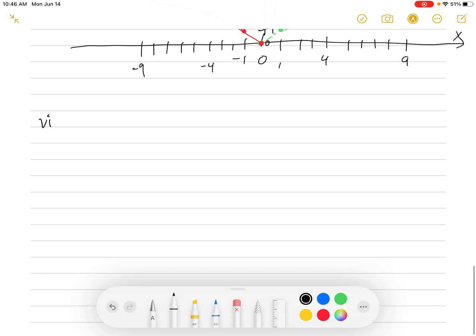What else can we do? Some examples. Let's do a number 7. Okay, let's say we have y equals 2 times the cube root of x. So my parent here is going to be y equals the cube root of x.